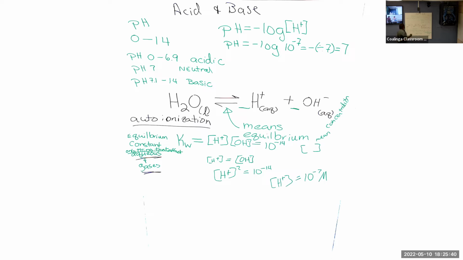Now this tells us that the pH is 7. So that means water is neutral. That means that the number of H plus ions is going to be equal to the number of OH minus ions.